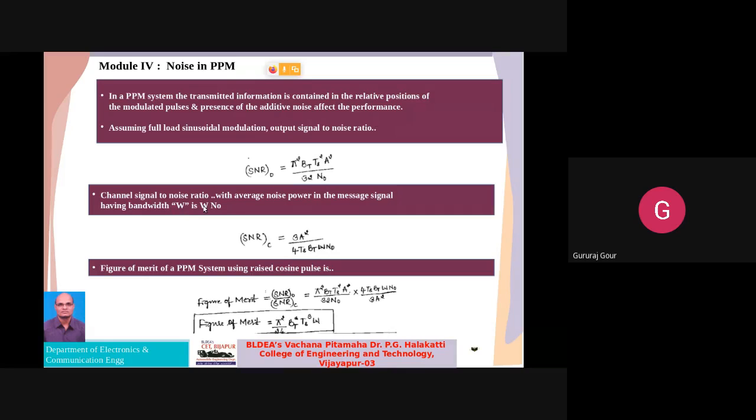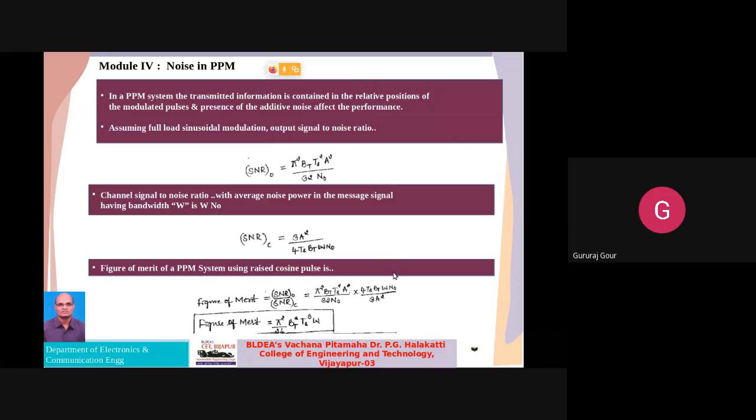Next, the channel signal to noise ratio, SNR c, is given with the average noise power in the message signal given by this formula. I am putting the formulas here directly because it will be suitable for finding the figure of merit, that is the ratio of SNR naught by SNR c. We are not going deep into these derivations unless it is confirmed later. If it has been asked, if one of you can tell me, we will go into that later. You can also refer to the question papers.